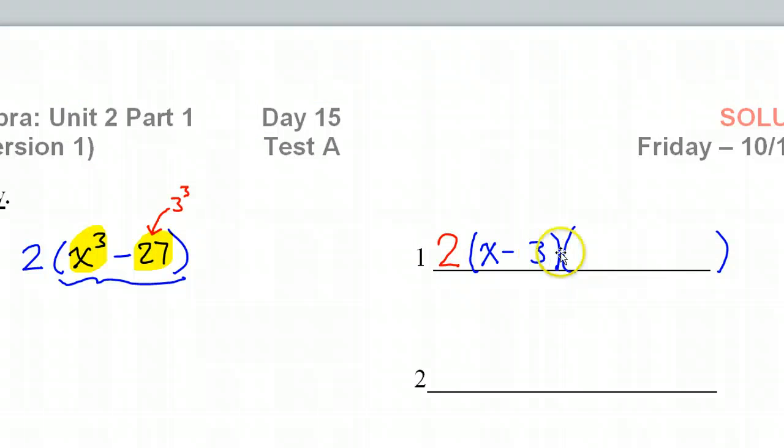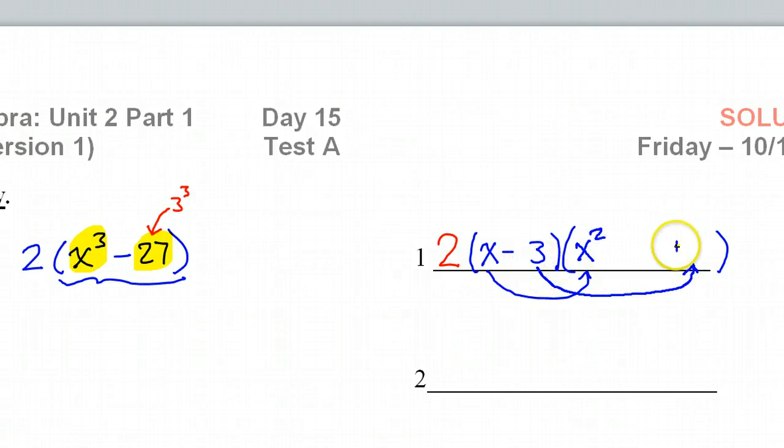It came from these two. Now your trinomial. Your trinomial is going to have a beginning, a middle, and an end. The beginning comes from squaring this. So square this, you get x squared. The end comes from squaring this. Square this, you get positive 9. That's always positive. Now the middle comes from multiplying these two terms together.